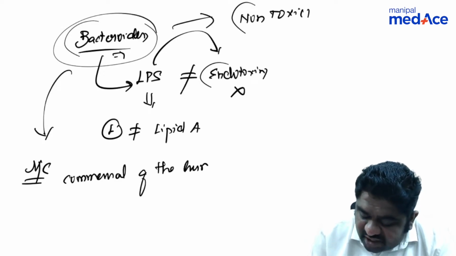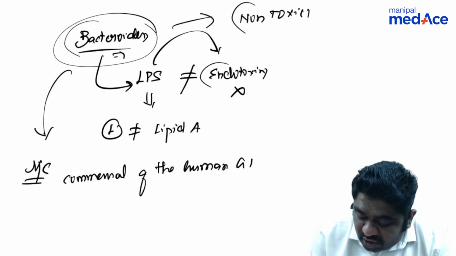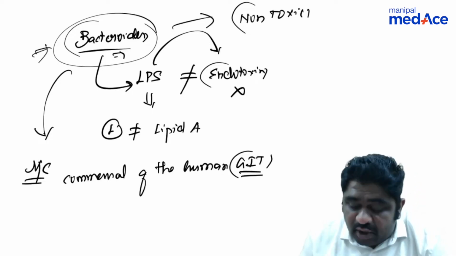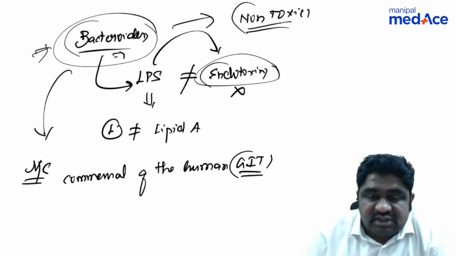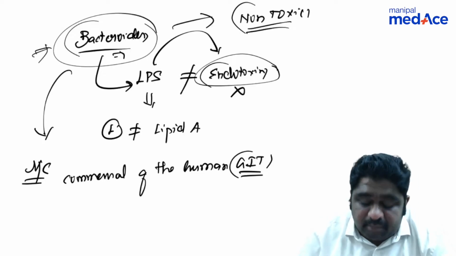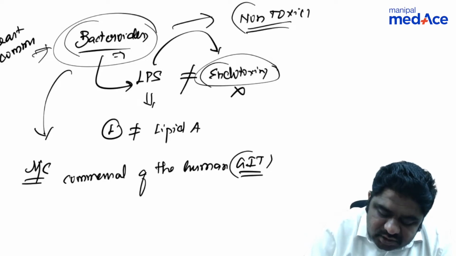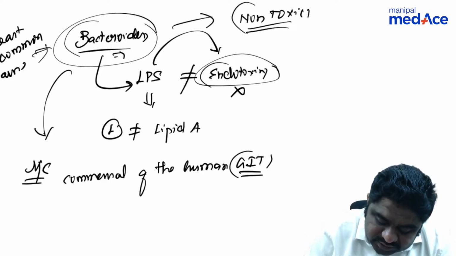Now, if the human GIT is attacked by injury or by any trauma or even by surgery, the same Bacteroides can gain virulence in spite of the absence of endotoxin. Still, it is capable of causing sepsis. But Bacteroides is the least common cause of sepsis.